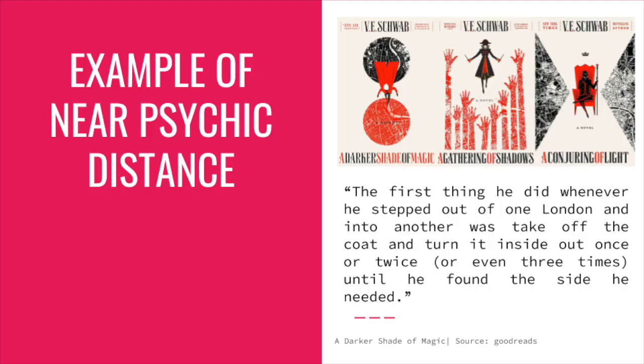For a series or body of literature that has very close psychic distance, something that keeps coming to mind would be the Shades of Magic series by V.E. Schwab. I read that a couple of years ago and I really loved it, and I think that she was really able to use psychic distance to her advantage. Even when she was talking about a completely different world, you felt very close to the things happening.